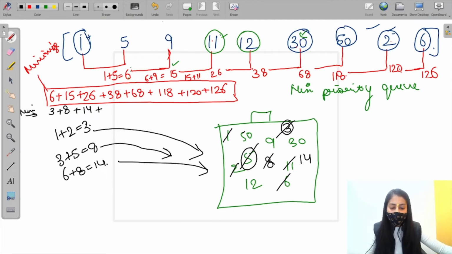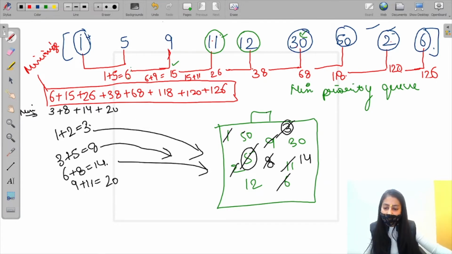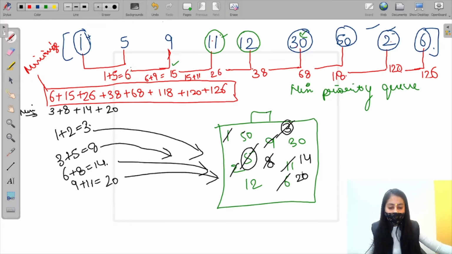Now again I will take the minimum. Now the minimum 2 are 9 and 11. So I will combine these 2 sticks. Now 9 plus 11 is 20. I will add the cost to my total cost and push this stick again to my queue, right?